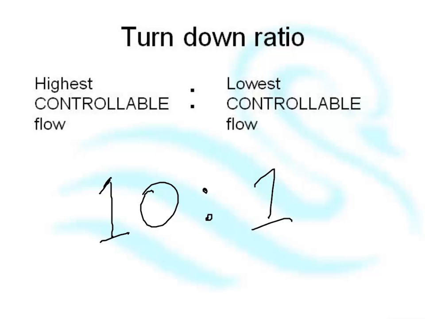Now I'm saying controllable flow. Obviously the minimum flow through a valve is nothing. You've got the valve shut. But this is the minimum controllable flow. If you try and go less than the minimum controllable flow, you're going to be into cavitation and flashing. So that's what a turn-down ratio is. Most valves, you just take them to have a turn-down ratio of 10 to 1. Now we're going to do split ranging to improve that turn-down ratio.